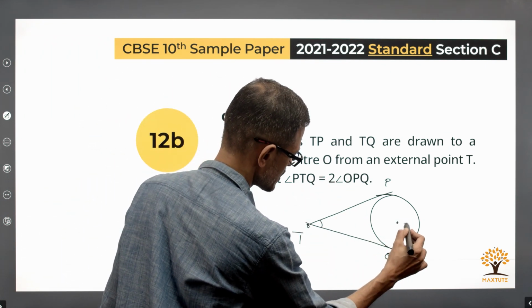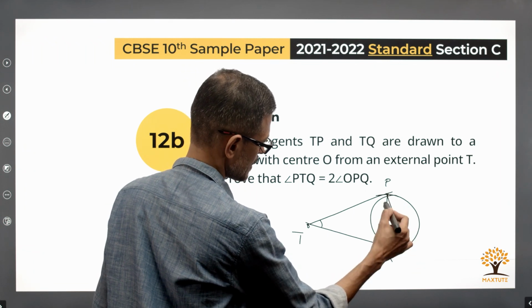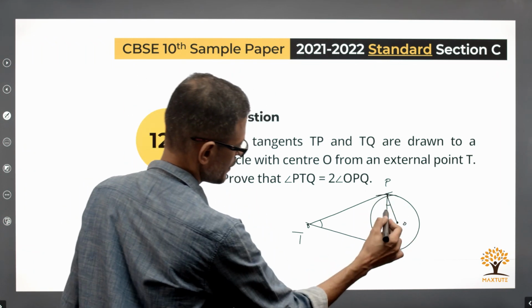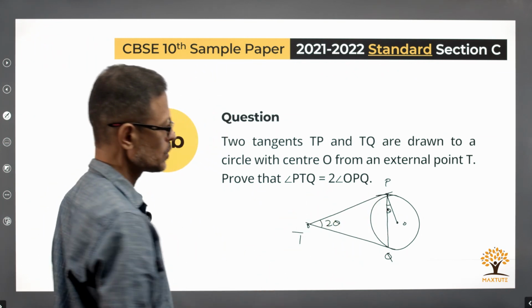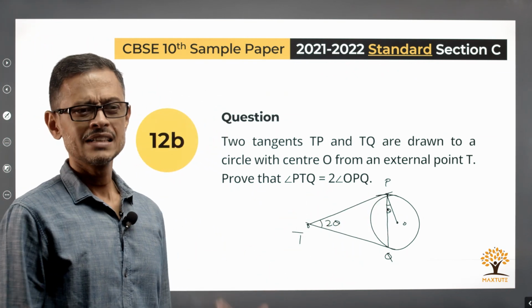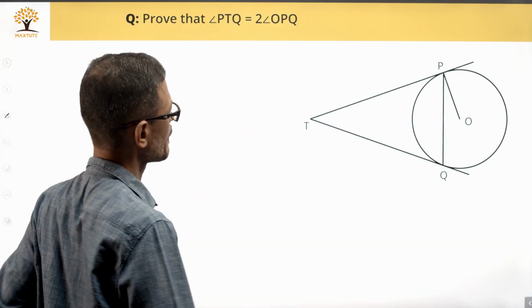The center of the circle is here, O, right? Let's join PQ, and this is angle OPQ. If we call it theta, we need to prove that PTQ is equal to 2 theta. This is what we'll have to prove. So about doing it, it's a 3-step process. This is the diagram that we have, right?